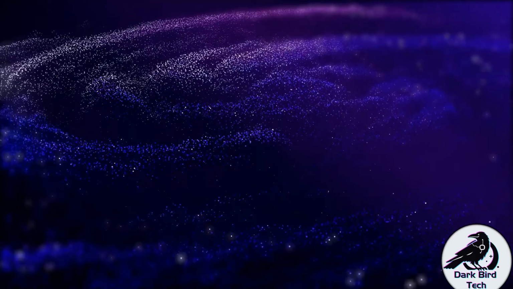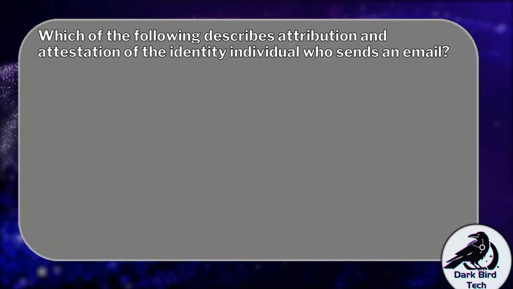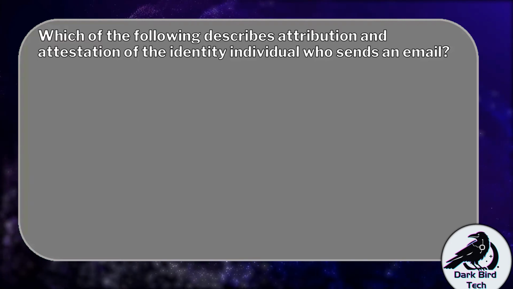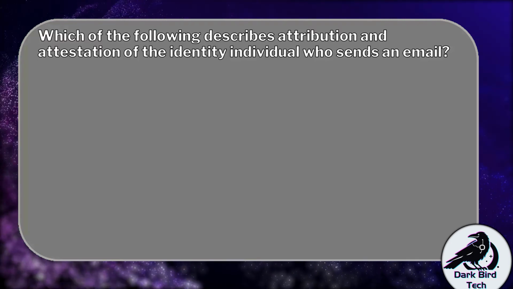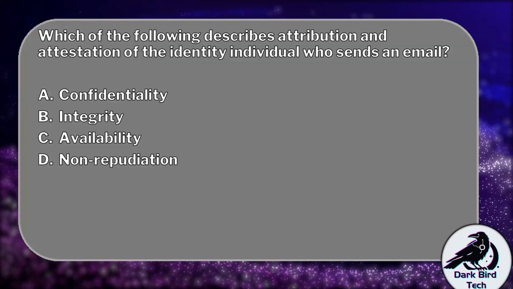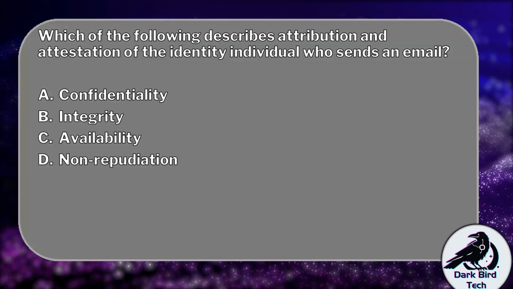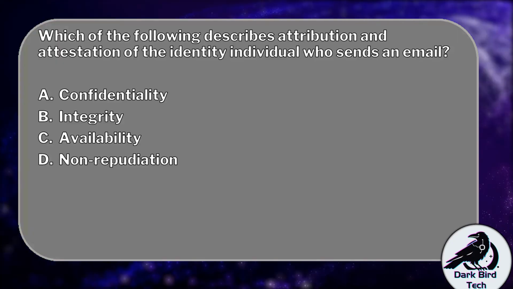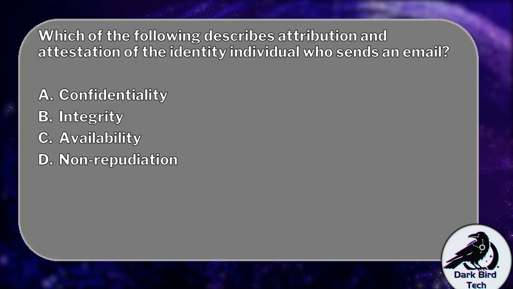On to our next question. Which of the following describes attribution and attestation of the identity of the individual who sends an email? So our options are confidentiality, integrity, availability, and non-repudiation. So attribution and attestation of the identity of the individual who sends an email.